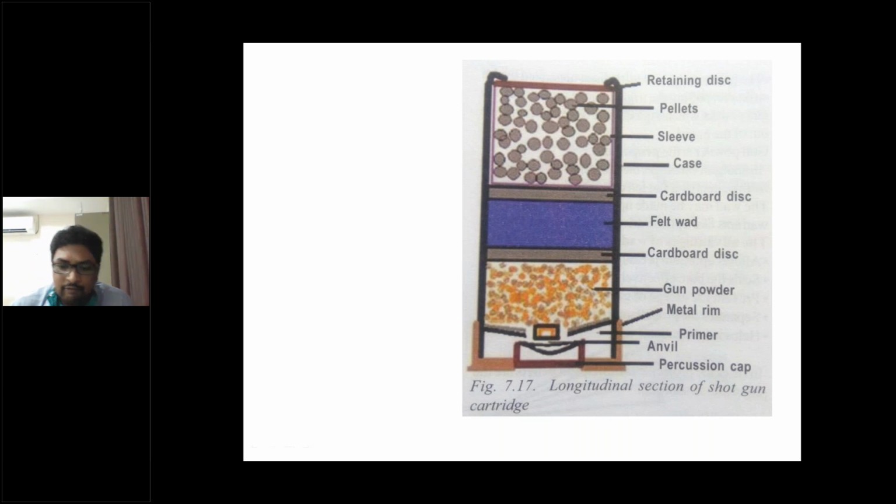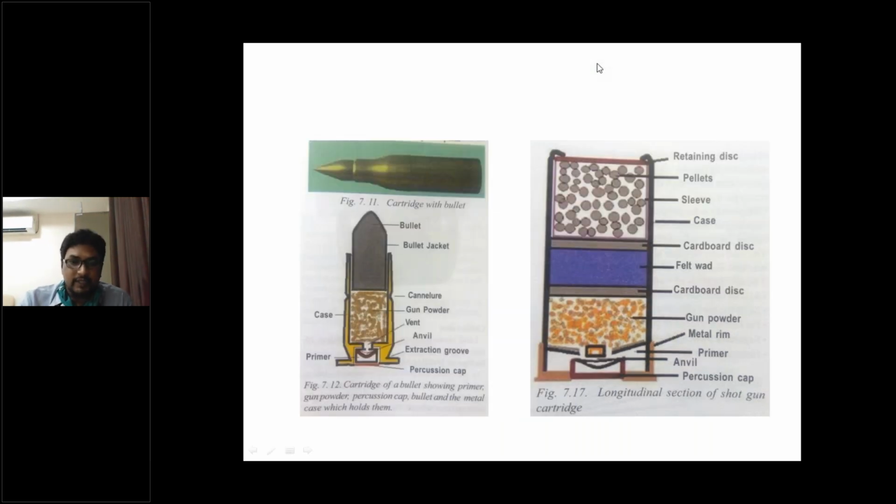So the purpose of the wad, we will see how. If this wad or these cardboards are not there, then the pellets will not be able to reach far away. They will topple easily and fall within a few meters. But if we have this cardboard and wad, then they can have a greater velocity and reach far away, hitting the target.